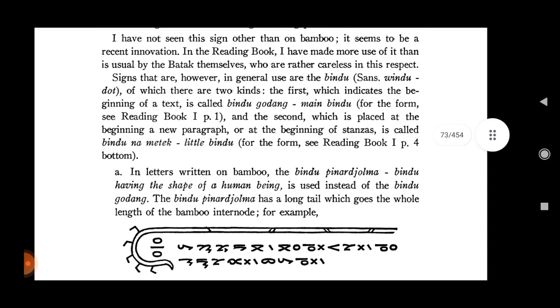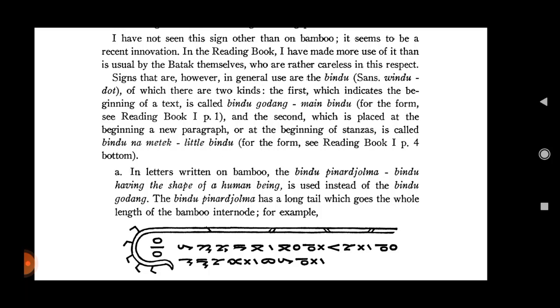I have not seen this sign other than on bamboo. It seems to be a recent innovation. In the reading book I have made some. I have made more use of it than is usual by the Batak themselves, who are rather careless in this respect. Signs that are, however, in general used are the bindu sans windu dot, of which there are two kinds.